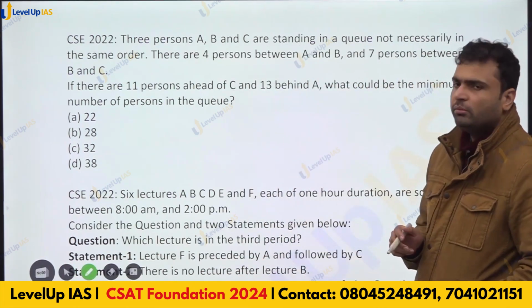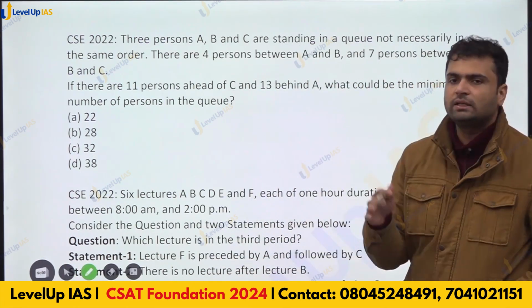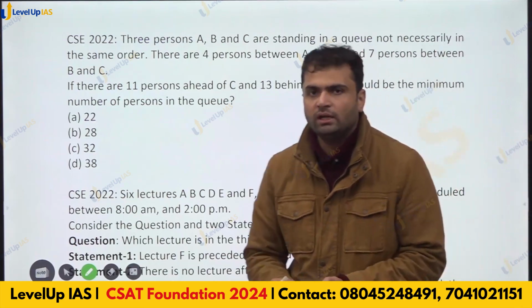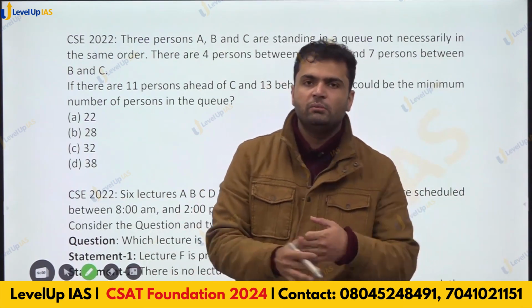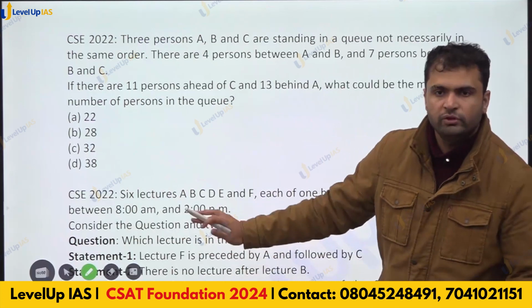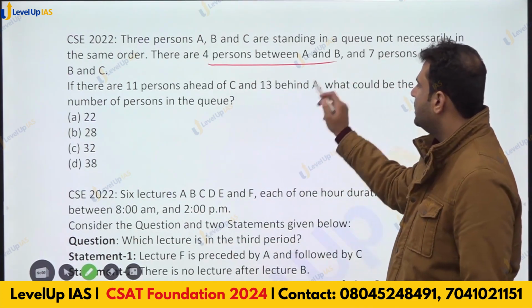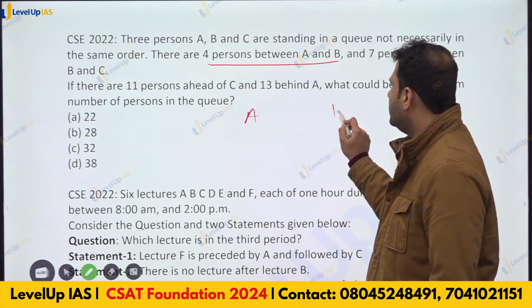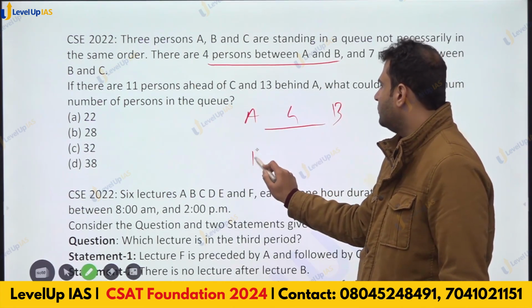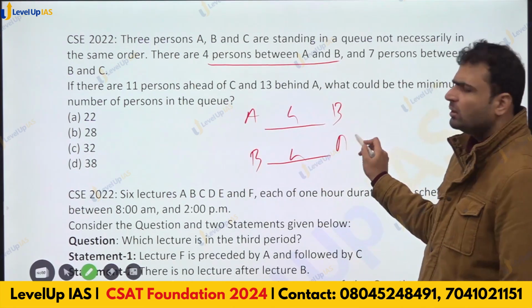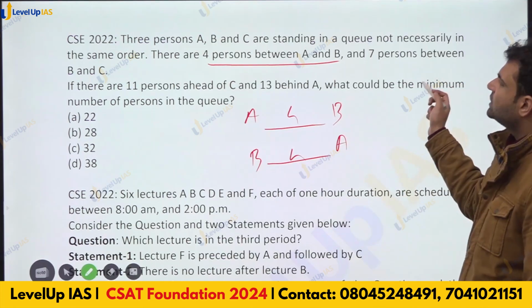Three persons A, B, and C are standing in a queue, not necessarily in the same order. So three persons are standing, but the order might be A, B, C, or B, C, A. We don't know in which order they are standing. Then what is given is there are four persons between A and B. So it is either A, B, and four persons here, or B, A, four persons here. And seven persons between B and C.